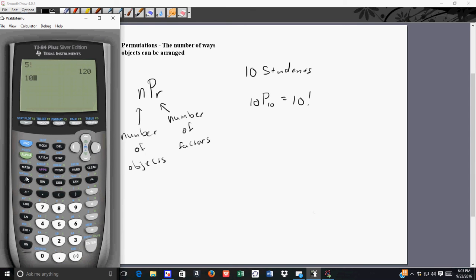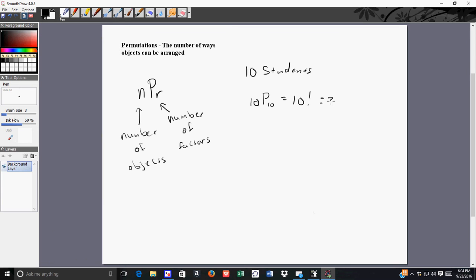So once again, I go to 10, go to math, I go down to the 4th one, and I press enter, and it's this number here, which is 3,628,800. And that's obviously a lot.